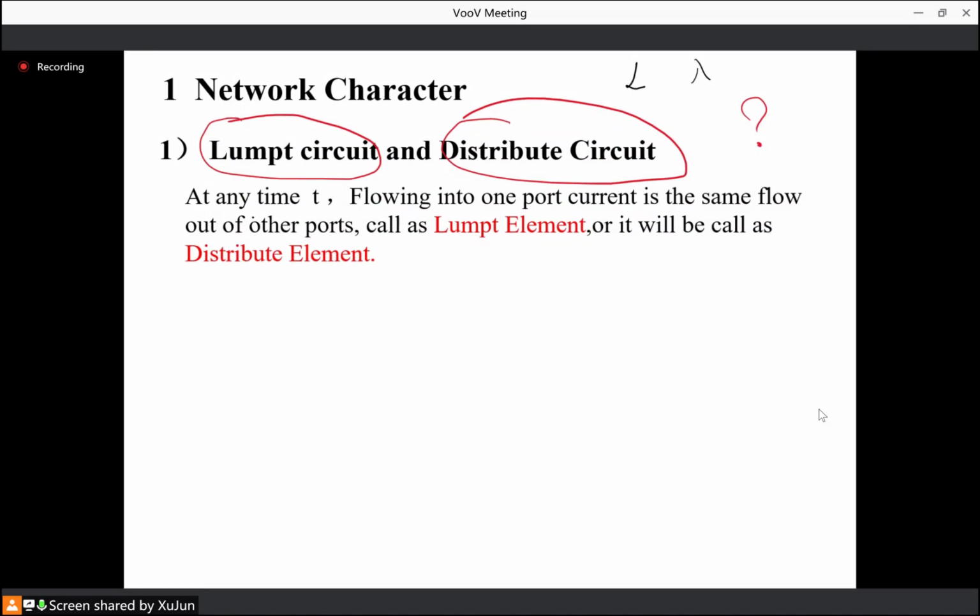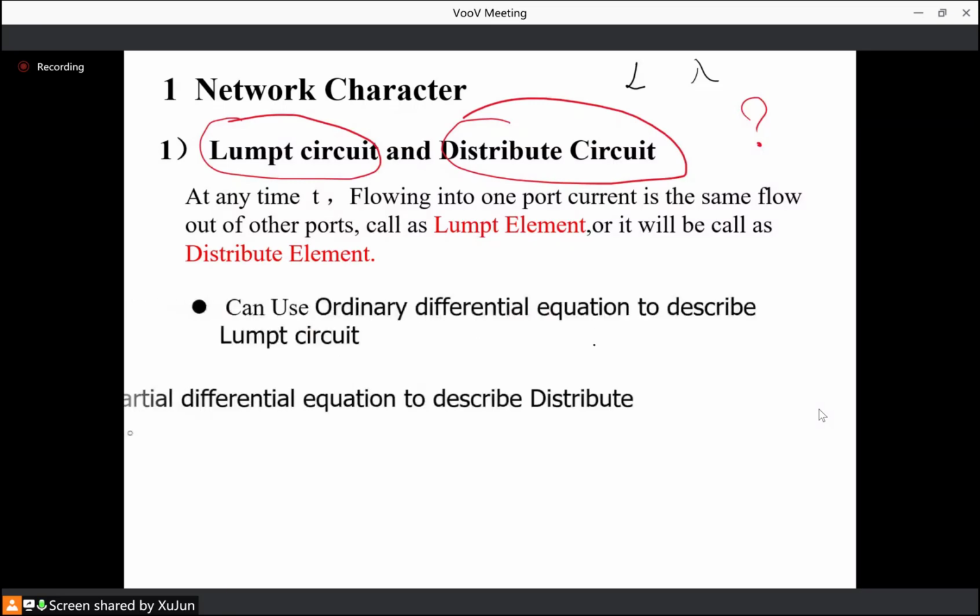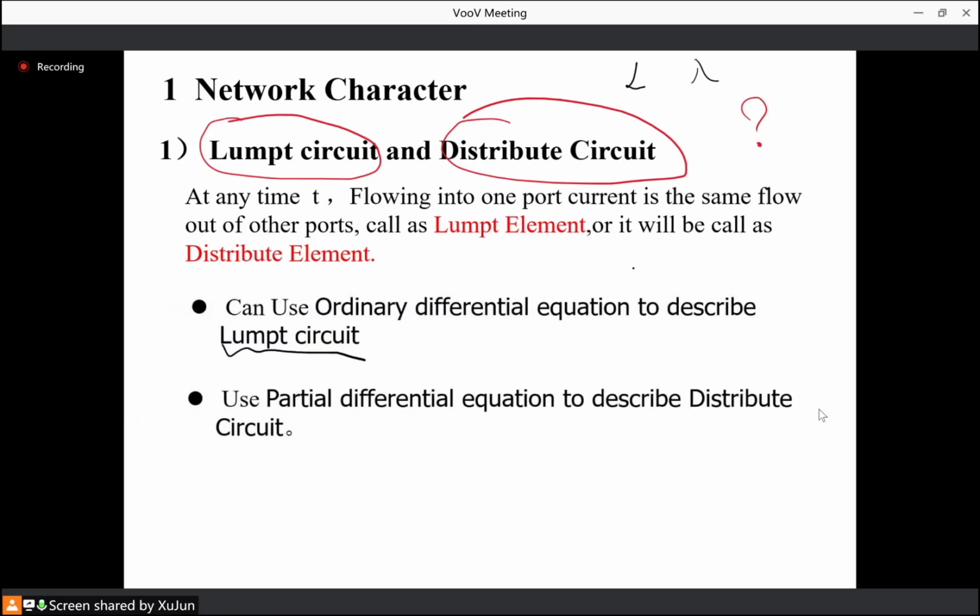Compare this, and we can define it from another point of view. At any time t, if the current flowing into one port is the same as that flowing out of the other port, we call it a lumped circuit, or it will be called a distributed circuit. For the lumped circuit, we use ordinary differential equations. That means u and i are only functions of time t. But for the distributed circuit, u and i are functions of x and t. There will be two variables, so we use partial differential equations.